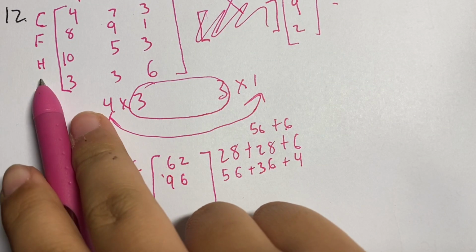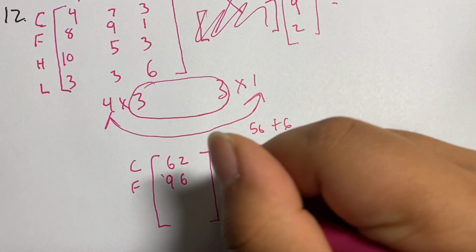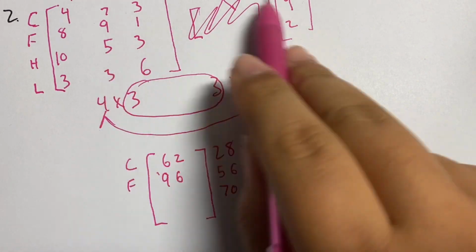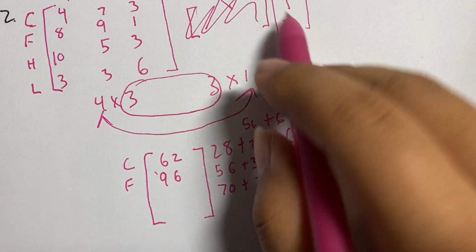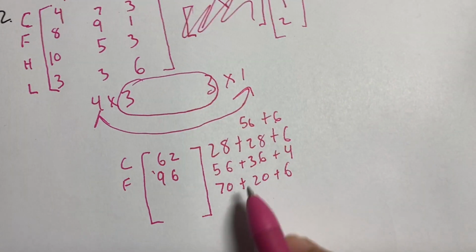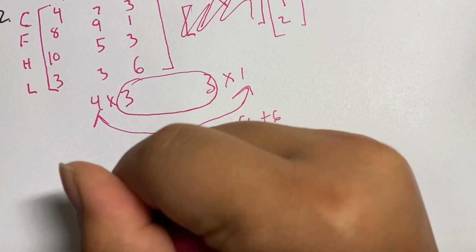Now let's look at Hayes. So let's multiply this entire row by this column. So 10 times 7 is 70. 5 times 4 is 20, and let's add 3 times 2, which is 6. So 70 plus 20 is 90, 90 plus 6 is 96 again.